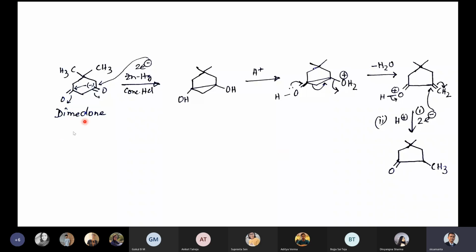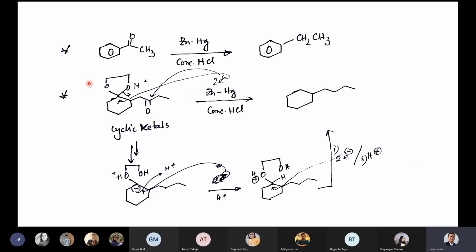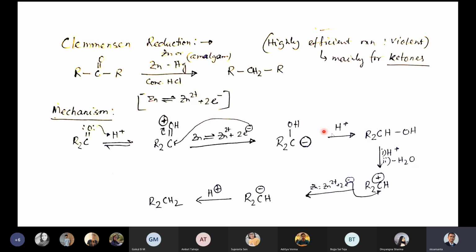So what is the question? The question is that when we take dimidone and make it react in zinc amalgam concentrated HCl medium, it produces this compound. How do they produce it? Basically, one of these carbonyl carbons will first attract 2 electrons from the zinc amalgam and it will be protonated, of course, like the last time. Once it takes these 2 electrons and 1 proton, it will form OH and a negative charge.